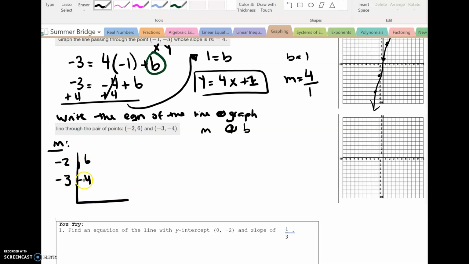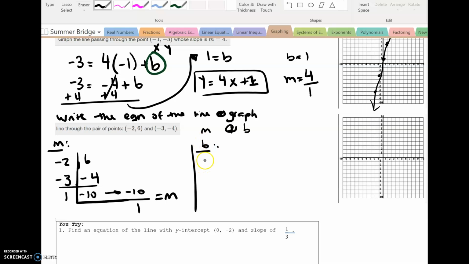Okay, so I have 6 minus 4, which is -10. -2 minus -3, which is 1. So I'm going to go over. So I have -10 over 1. And that's my slope. Now I'm going to find my b.